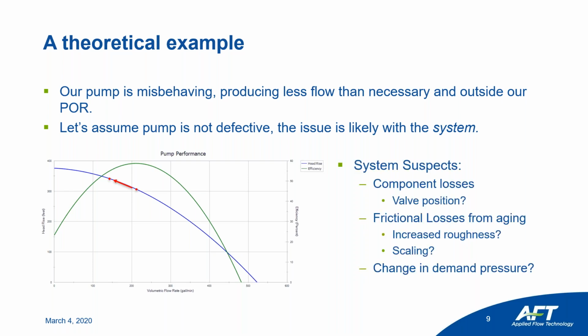And a lot of the suspects that we see are a lot of those causes of deviation we might see. So for component losses, we can take a look at valve position. We can look at if aging is causing the problem, what kind of roughness would we see, or what kind of roughness would we need to reduce the flow down to that 150 gallons per minute. We could also test how much scaling there would need to be, and maybe if there was a change in our downstream pressure, how could that impact our system curve to bring our flow back.